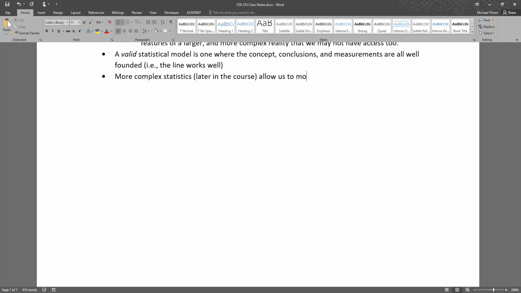More complex statistics that we'll cover later in the course allow us to more validly model more complex situations. So for instance, if I'm dealing with a more complex situation that maybe can't be described by a simple line, more complex statistics can allow me to model that. However, these can add complexity to the interpretation.